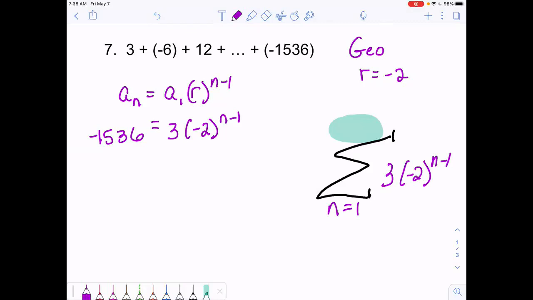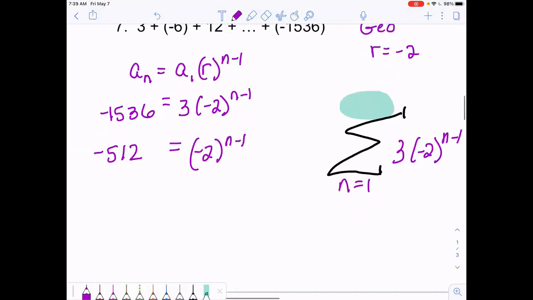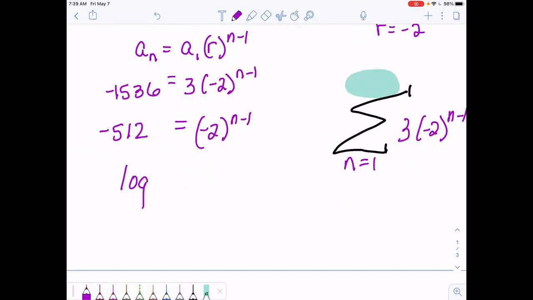I divided 3 from each side. -512. And then I wrote it in log form, so it'd be log base -2 of -512 equals. And then I plugged that in my calculator and got 9 equals n minus 1. Excellent.